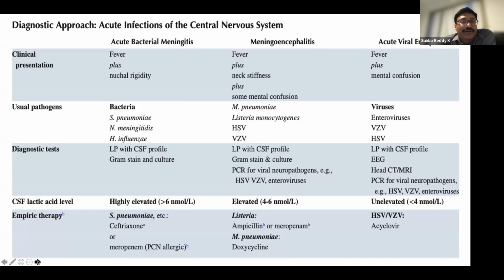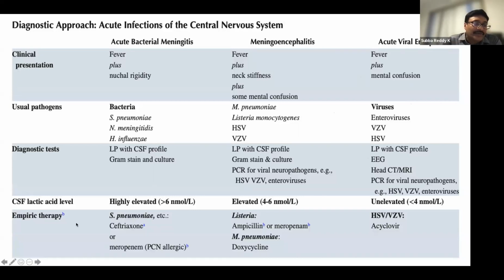So this is how you differentiate the diagnostic approach for bacterial meningitis, meningoencephalitis, and acute viral encephalitis based on the clinical presentation, based on the usual pathogens. If you look at community-acquired: Streptococcus pneumoniae, Neisseria meningitidis, Haemophilus influenzae. In meningoencephalitis: Mycoplasma pneumoniae, Listeria monocytogenes. And the viruses are enterovirus, varicella zoster, herpes simplex virus. We do lumbar puncture, Gram stain, and then we look at the CSF lactates. CSF lactates are highly elevated, more than 6 millimoles per liter in acute bacterial meningitis, between 4 to 6 in meningoencephalitis, and not elevated in viral encephalitis.